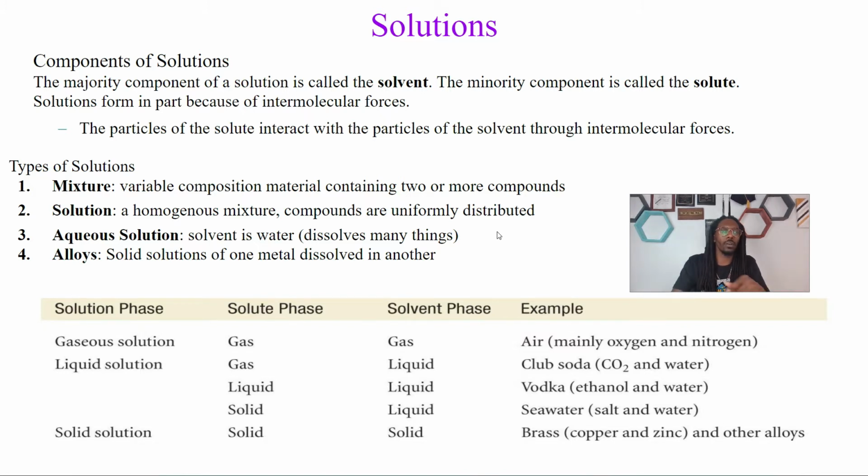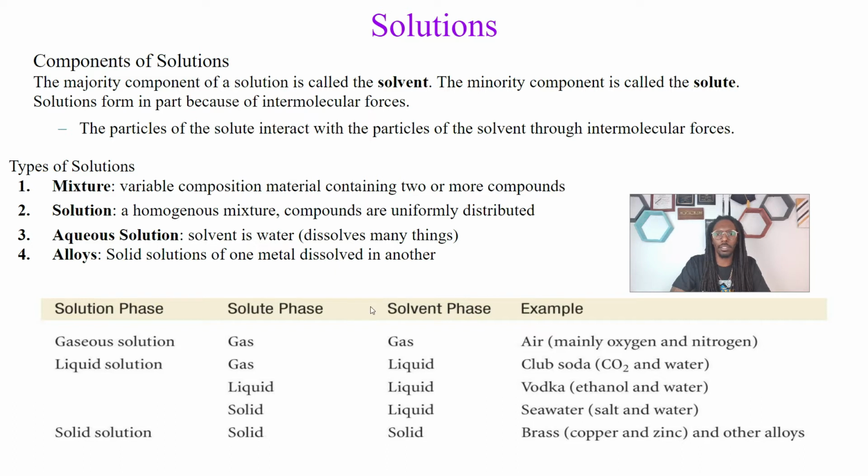And then we have an aqueous solution. In an aqueous solution, your solvent is water. We know that water is a universal solvent, so that's the reason they get this special name, aqueous solution. To distinguish those aqueous solutions, we use that (aq). And then lastly, another type of solution we have is alloys. These are solid solutions of one metal dissolved in another. So these are your alloys.